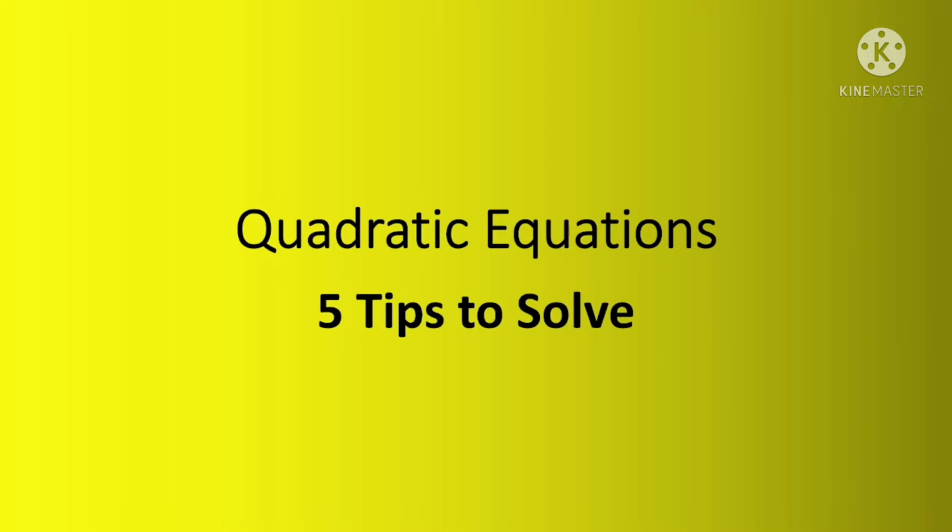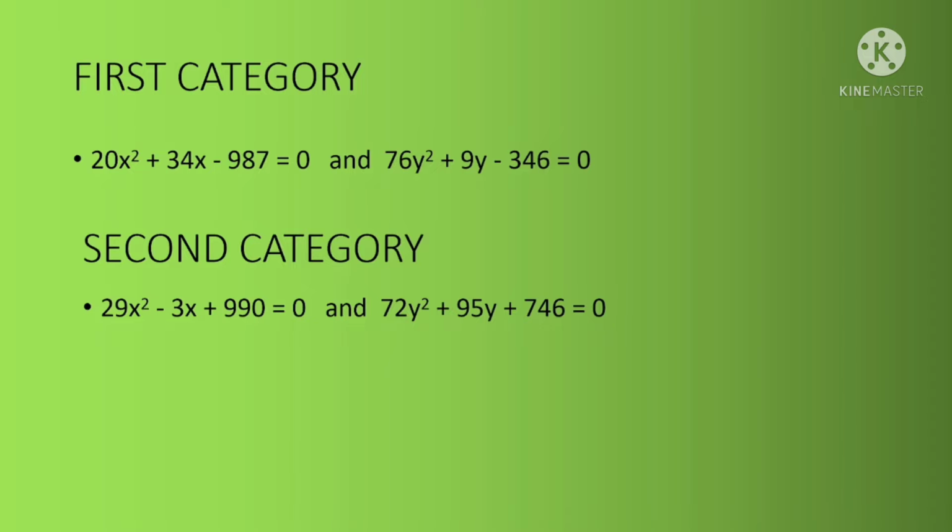First we go to two examples. First category: 20x square plus 34x minus 987 is equal to 0, and 76y square plus 9y minus 346 is equal to 0. In these cases, the coefficients of x square, x, and the constant number, as well as the coefficients of y square, y, and the constant number, will be bigger ones, because we feel it difficult to solve. Why? It is because we are unfamiliar with that first trick.